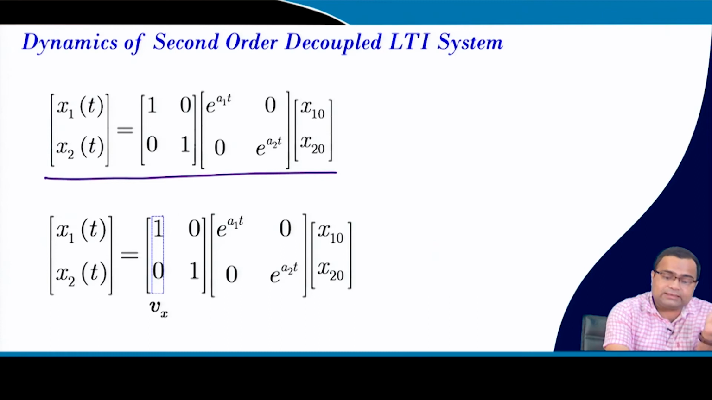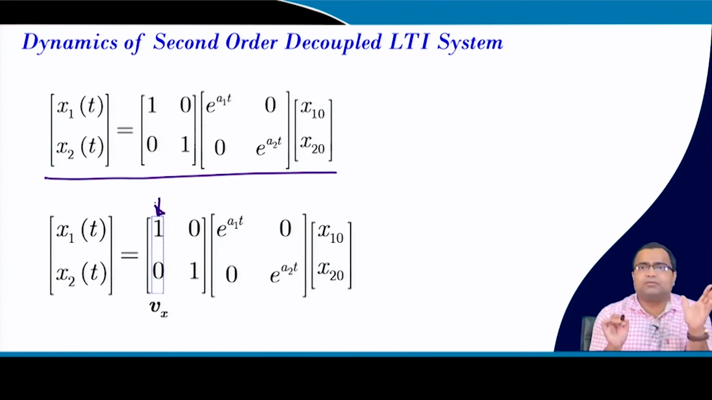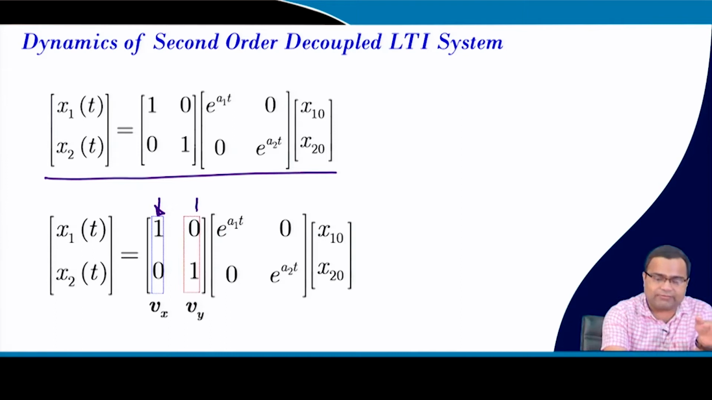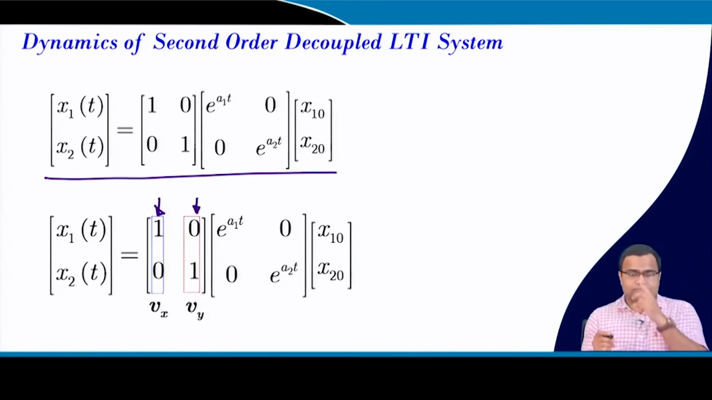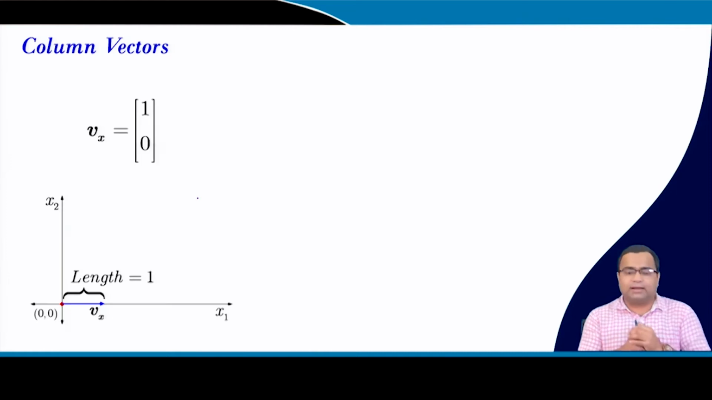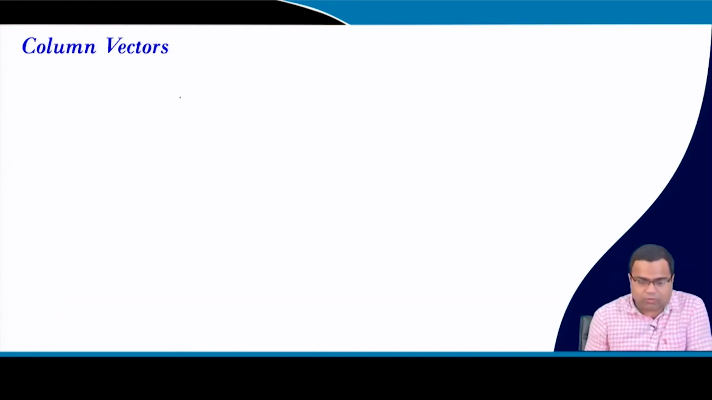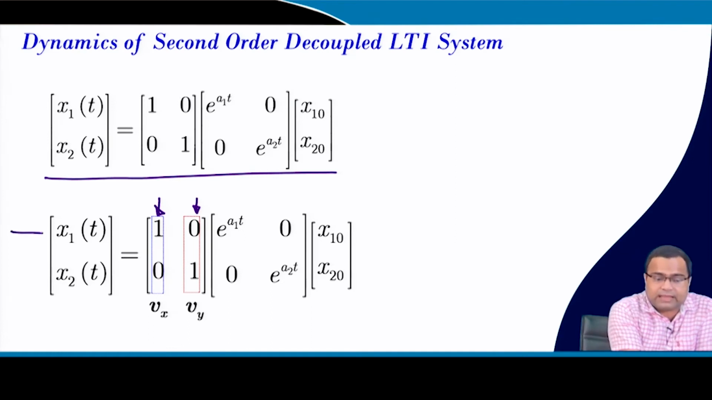I can consider this to be a column vector, and we will see the significance of this column vector. I will consider another column vector to be Vy. So, there are two column vectors Vx and Vy. Why have I considered this, since it is a decoupled system? Let us first draw in the x1 x2 axis how the vectors look. It is a column vector, and if you go back, this is the axis which corresponds to x1 and this is the axis which corresponds to x2.